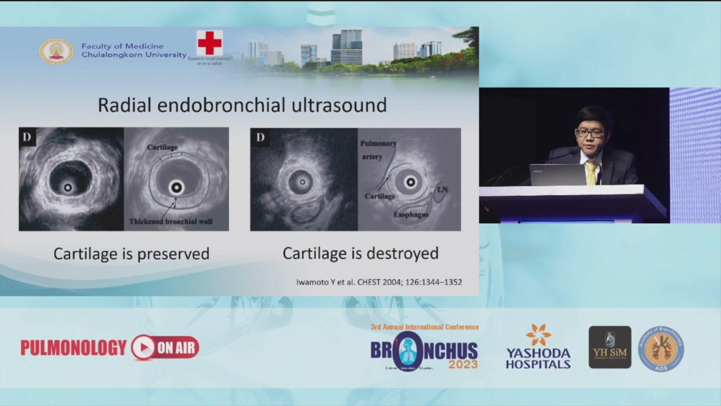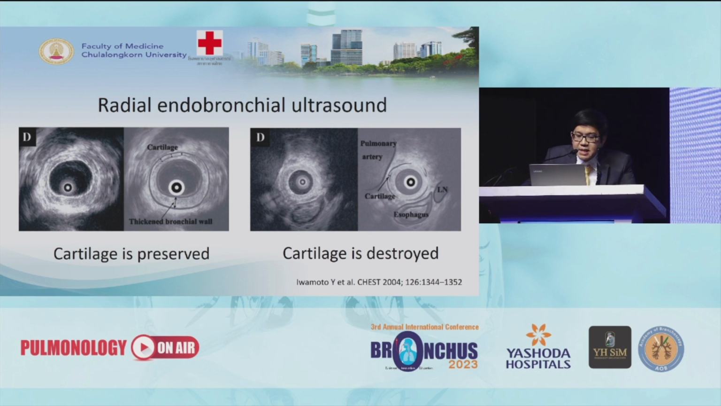In terms of evaluation, the radial endobronchial ultrasound can be used, and this type is not the radial probe that we usually use; it's actually the probe that is used with the balloon. We can see that there's a cartilage here, which is thick and healthy. Compared to this case, the cartilage is very thin. So with this evaluation, we can define it into the preserved cartilage and the destroyed cartilage.